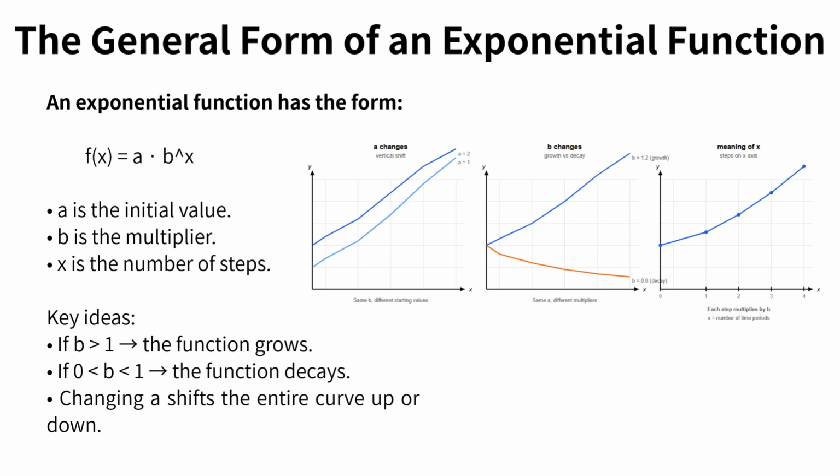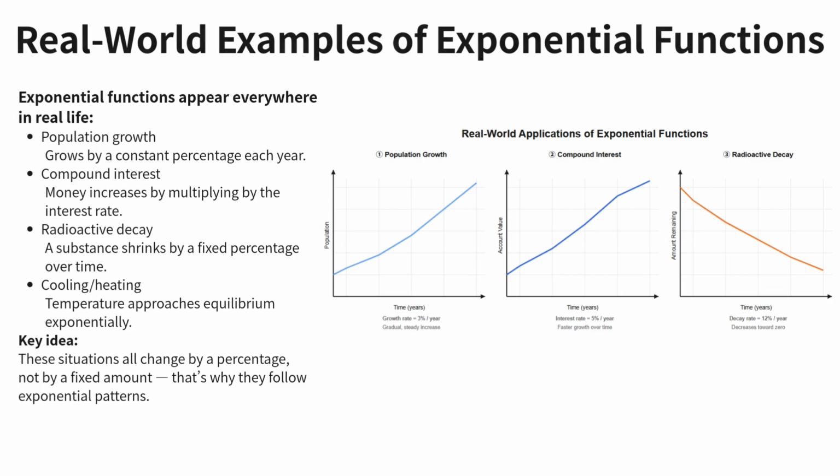Here are some real-world examples of exponential functions. Exponential patterns appear all around us because many things in life change by a percentage, not by a fixed amount. Let's look at a few important examples. First, population growth. When a population grows by a constant percentage each year, the increase becomes larger and larger over time. Even a small growth rate produces a curve that bends upward, just like the graph on the left.